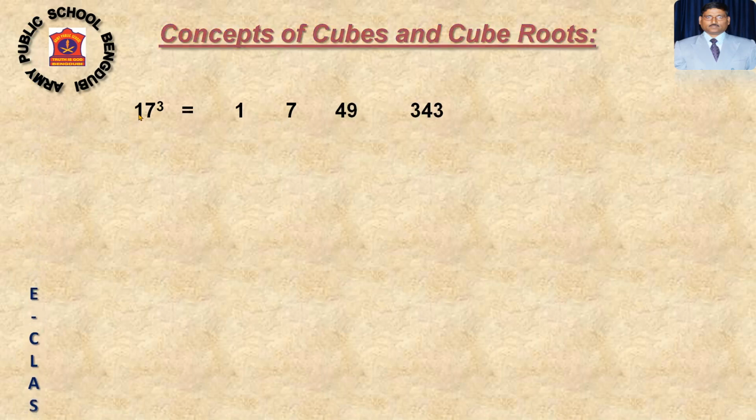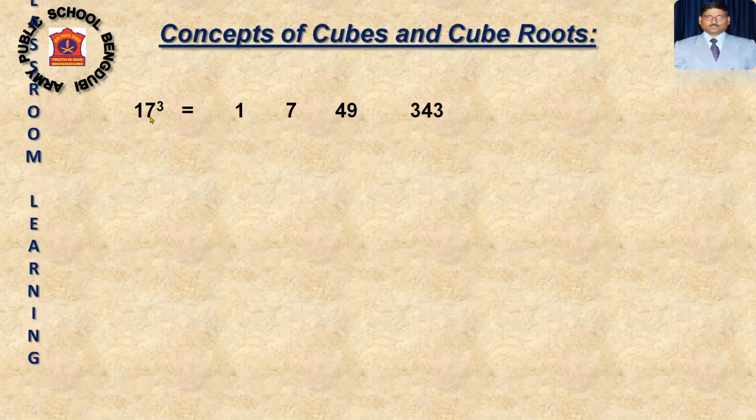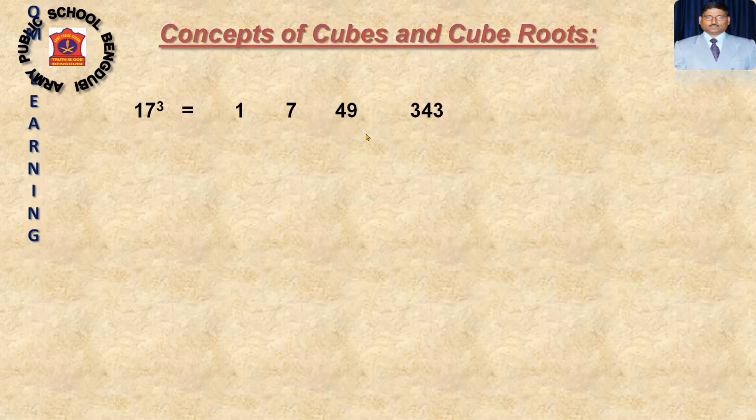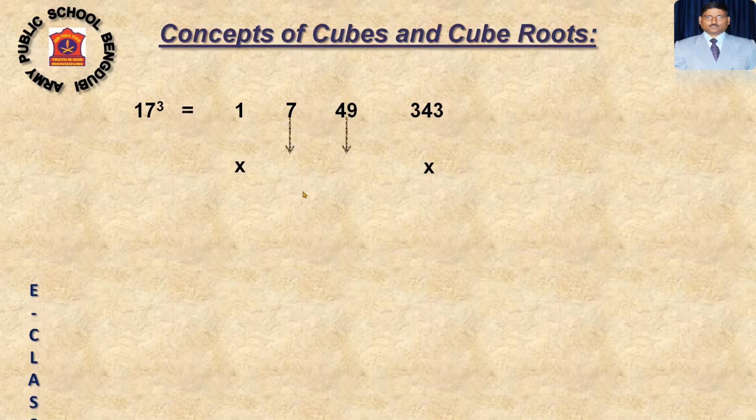Now 1 square is 1. 1 multiplied by 7 is 7. Now 7 square is 49. 49 multiplied by 1 is 49. Leaving the first part and last part, make the second and third parts double. So 7 doubled is 14, and 49 doubled is 98.